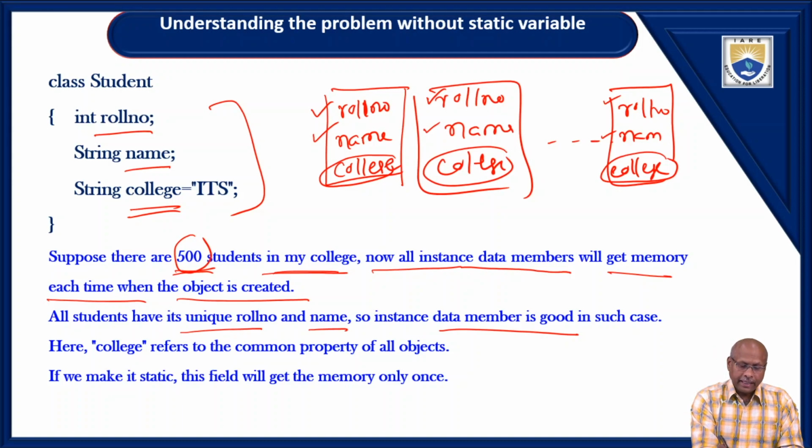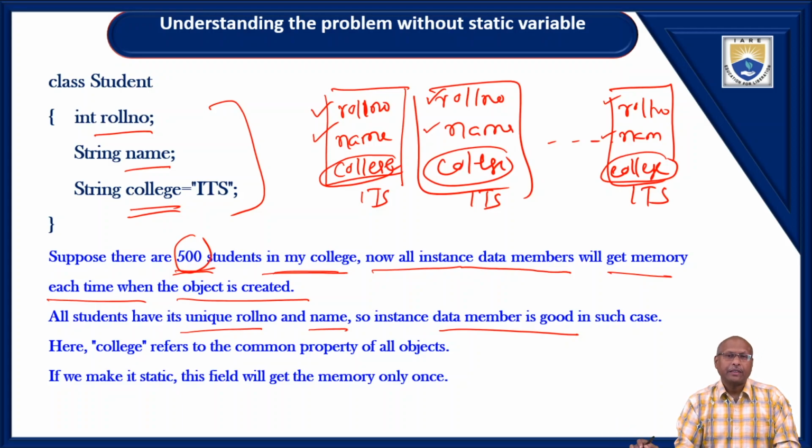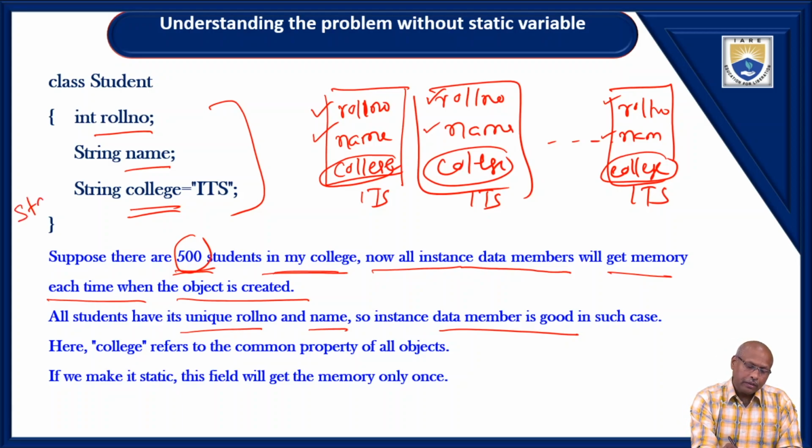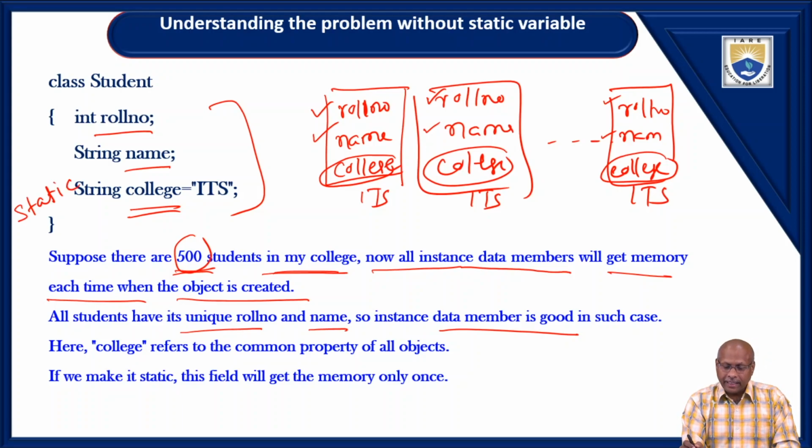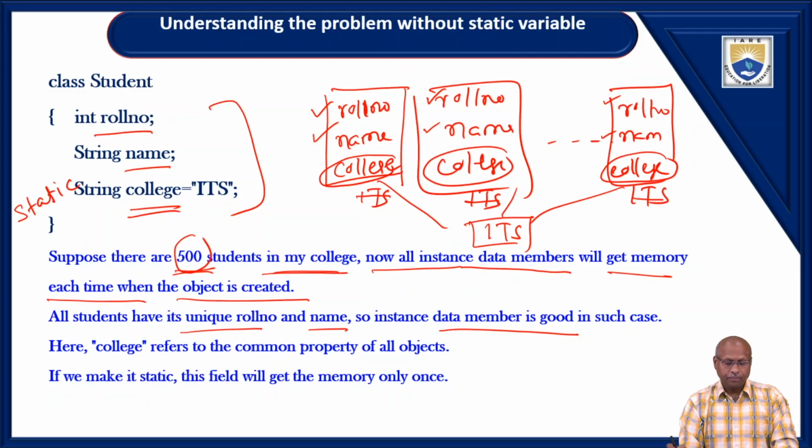Instead of declaring it this way, what is the college name? College is ITS, so ITS is stored here, and here, and here. Everywhere ITS. Now, if you want a single college copy, you have to use a keyword called static. If you write static String college = ITS, then what will happen? This ITS will not be there here and here and here. Only one place will hold it, shared by all objects. That is the advantage of static.